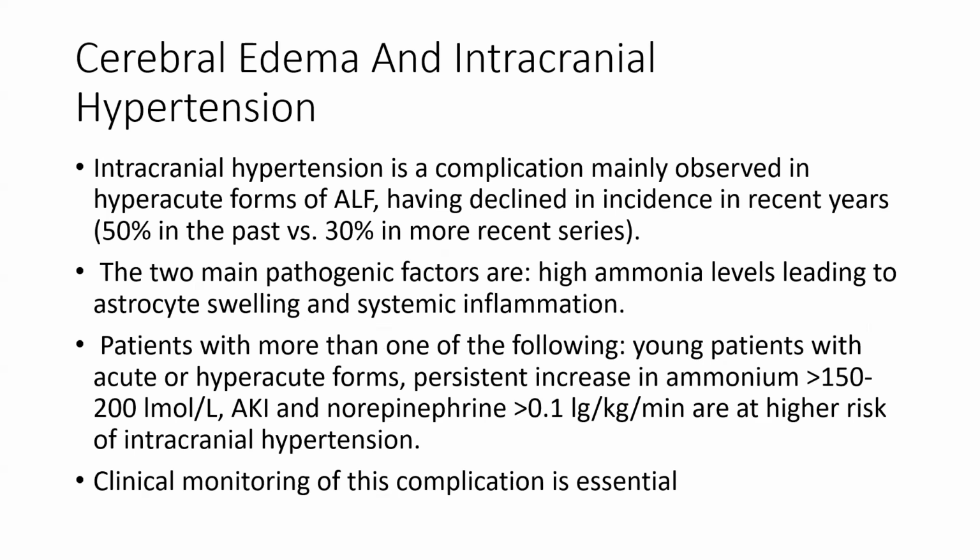Now, about cerebral edema and intracranial hypertension. Intracranial hypertension is a complication mainly observed in the hyperacute form of ALF, having declined in incidence in recent years. Two main pathogenic factors are high ammonia level leading to astrocyte swelling, and systemic inflammation. Patients with more than one of the following, that is young patient with acute or hyperacute form, persistent increase in ammonia of more than 150 to 200 micromol per liter, AKI, and norepinephrine more than 0.1 mcg per kg per minute, are at highest risk of intracranial hypertension.